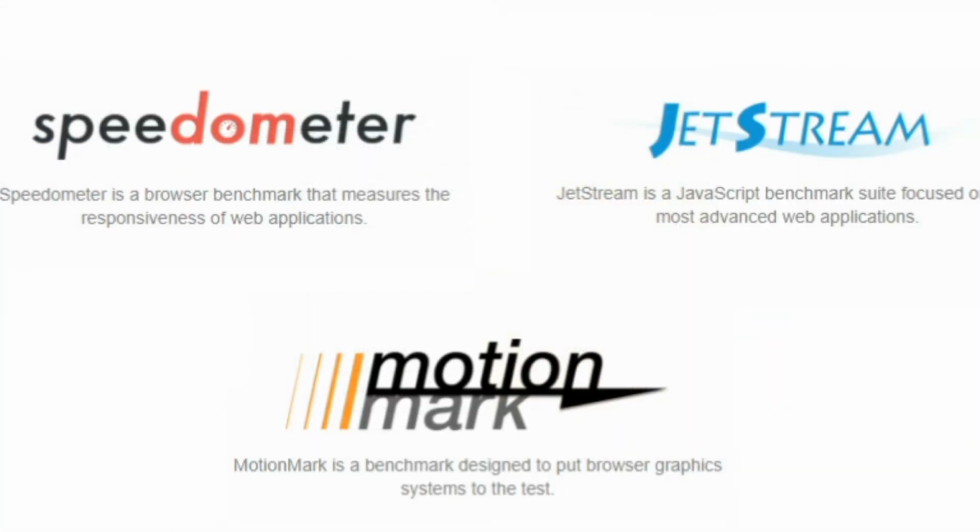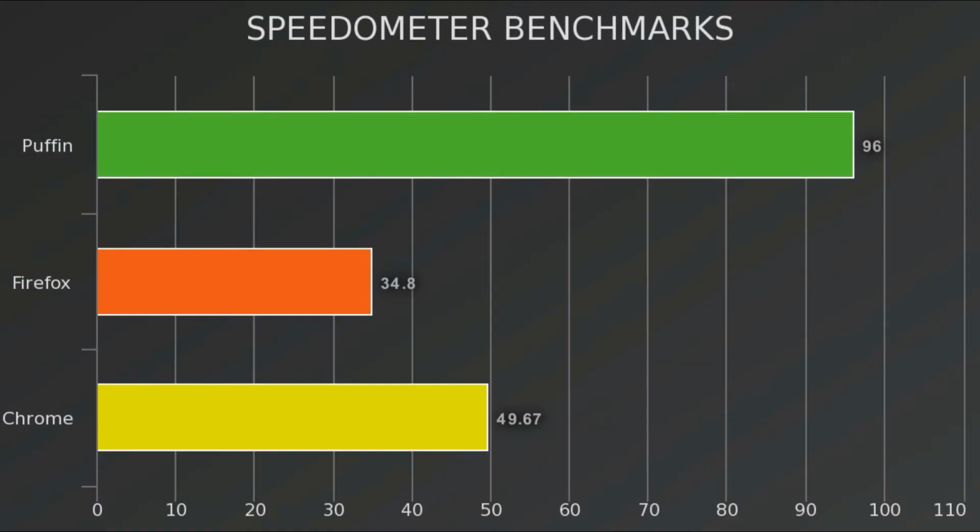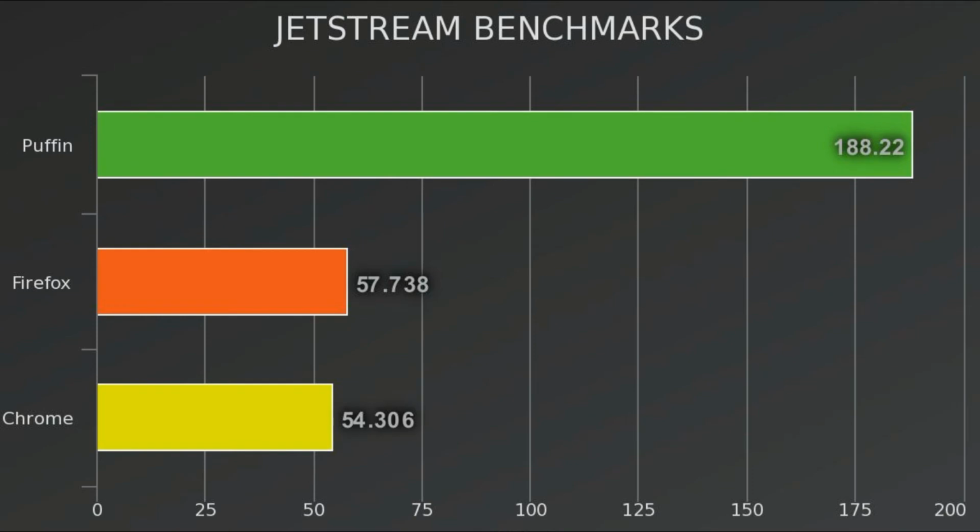I ran 3 benchmarks: Speedometer, Jetstream, and MotionMark. In Speedometer, Puffin scored 96, Firefox scored 34.8, Chrome scored 49.67. In Jetstream, Puffin scored 188.22, Firefox scored 57.73, Chrome scored 54.3.